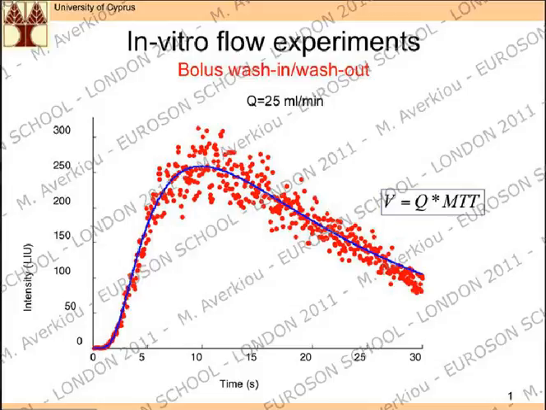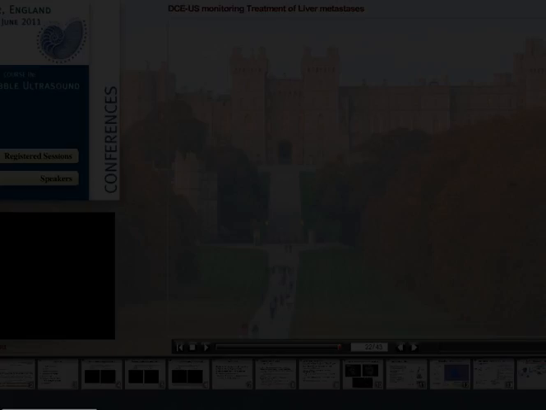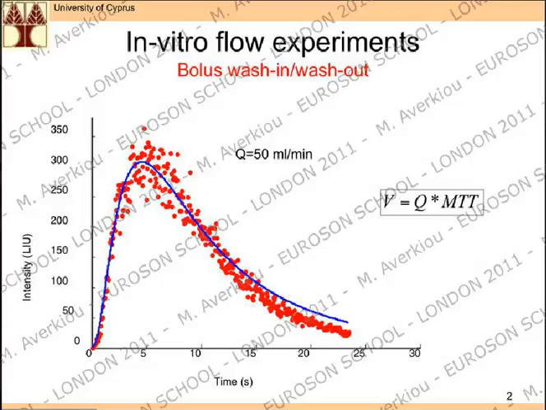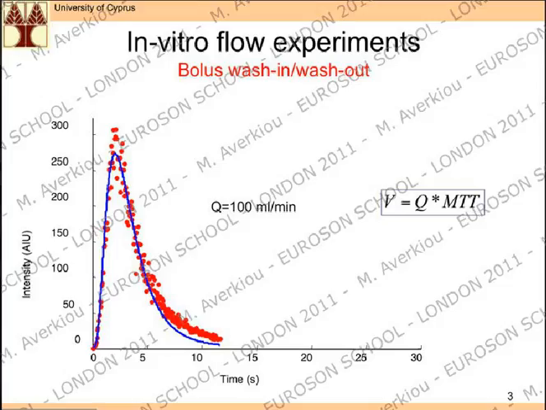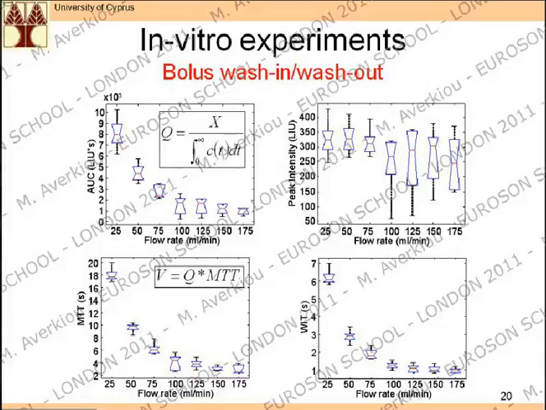So for a flow rate of 25 ml per minute, we get this time intensity curve from the setup I showed you. If I increase the flow rate, the whole time intensity curve gets squashed, and if I increase it more, it gets even smaller. So what's really happening, this relationship is telling us that as we increase the flow rate, the mean transit time decreases. If we look at this plot, which is the mean transit time as a function of flow rate, for a variety of flow rates, we can see there is a one over R relationship, inverse proportionality, which is what this relationship predicted. The same thing applies for the area under the curve. Here is the one over R relationship, whereas the peak intensity follows pretty much a straight line.